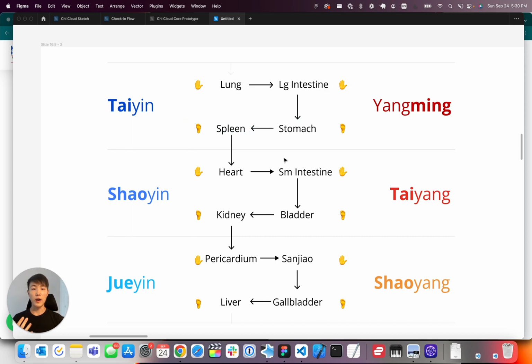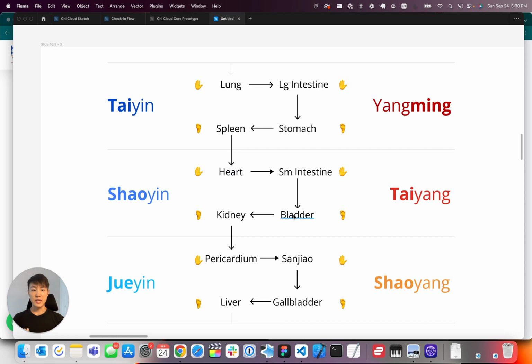And before we go on into explaining why it's in this order, we first just need to know about the nomenclature. Every single meridian has its full name. And so the full name is the level that it is, whether it's a hand or foot, and the organ that the meridian passes through. So we know the lung meridian is the hand tai yin meridian. So for the lung meridian, it's the lung meridian of hand tai yin.